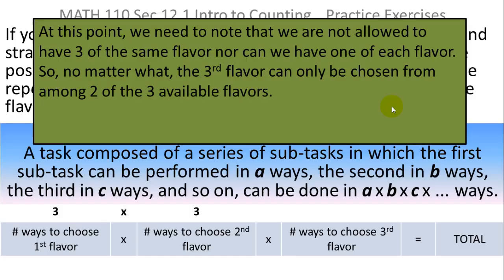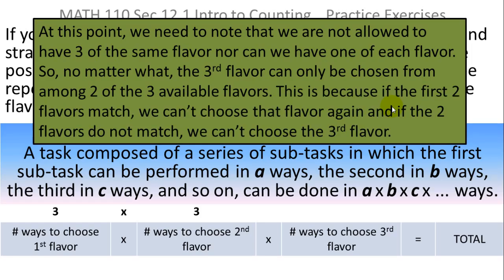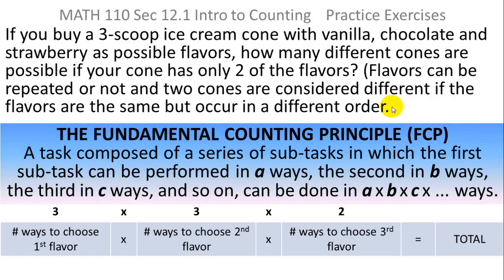If they're 2 different flavors, say the first one was chocolate and the second one was vanilla, then you still got 2 choices. You can either match the chocolate or match the vanilla. You can't choose the strawberry because that would give 3 different flavors, which is also not allowed. So either way you go, there's only 2 ways to choose that third flavor once you've chosen the first 2 flavors. If you're having trouble grasping that, actually draw out the tree diagram.